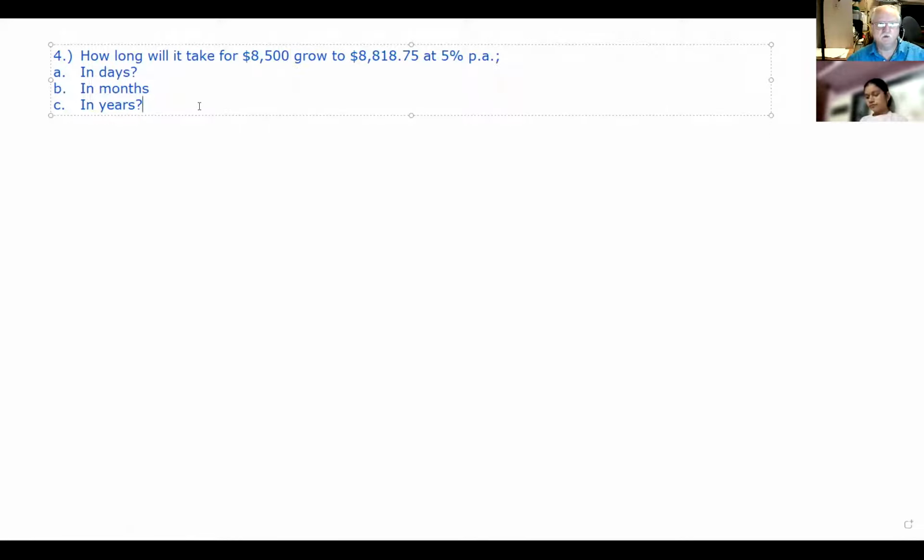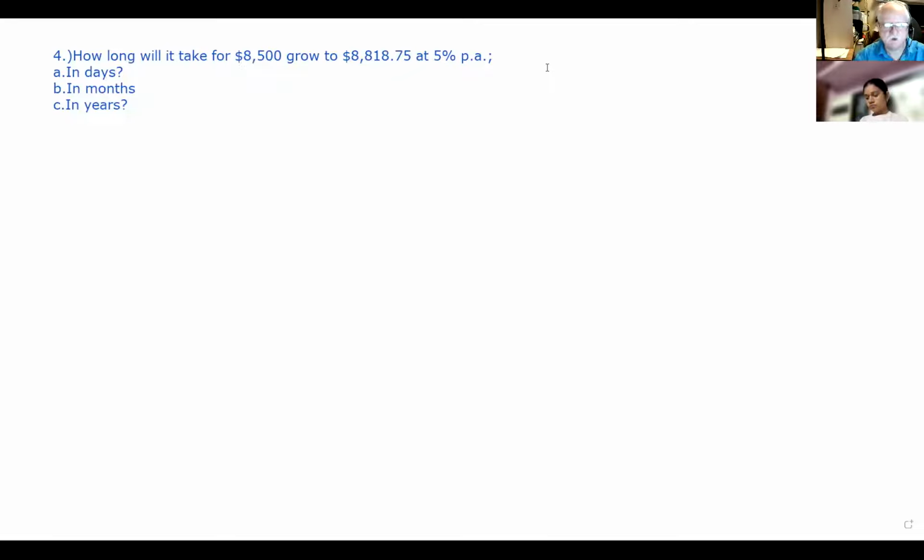So it says, how long will it take 8,500 to grow to $8,818.75 at 5% per annum? And they want to know in days, in months, and in years. So we're trying to calculate the time, and it's going to be equal to the interest amount divided by the principal times the rate. So the principal here is, or no, the interest amount here is, we have to figure it out ourselves, I guess.